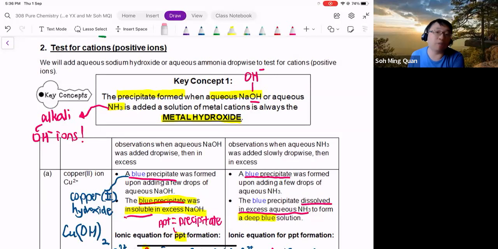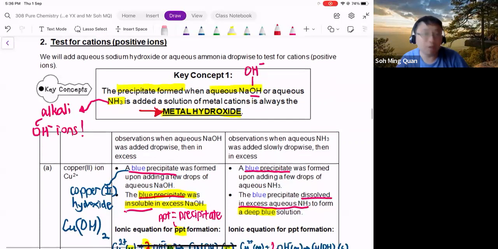Now, how is this OH minus important? Because when you add NaOH or aqueous ammonia in, you see a precipitate forming. The precipitate, as stressed during lesson, is always the metal hydroxide. Whenever you add NaOH or aqueous ammonia, the precipitate is always the metal hydroxide.